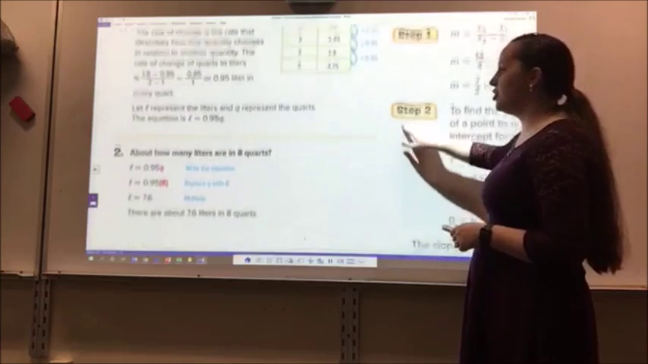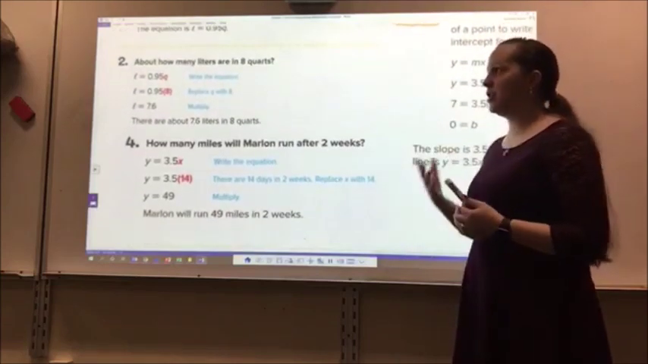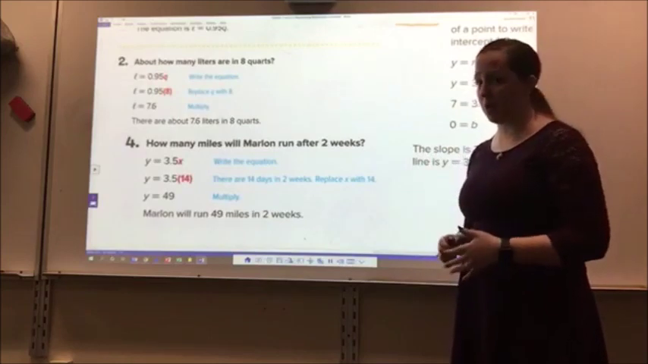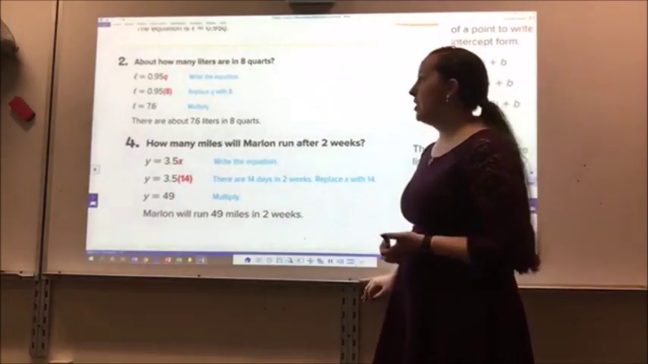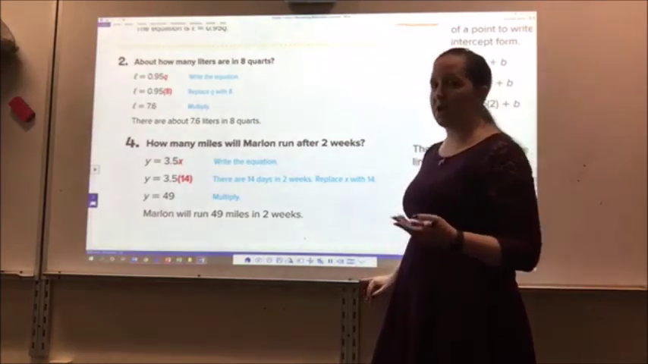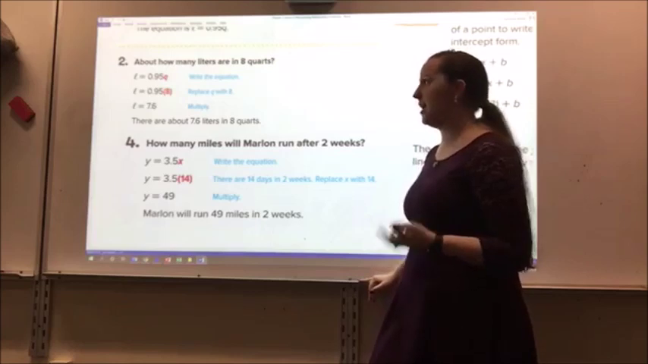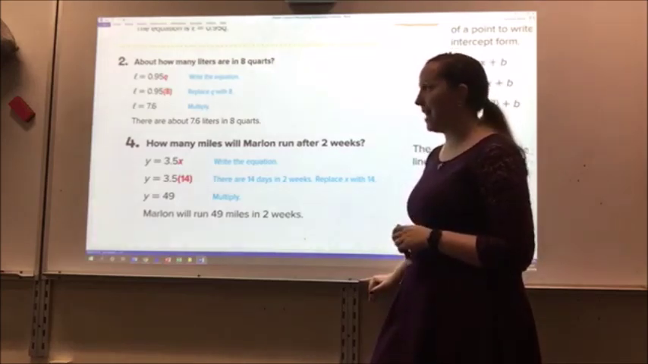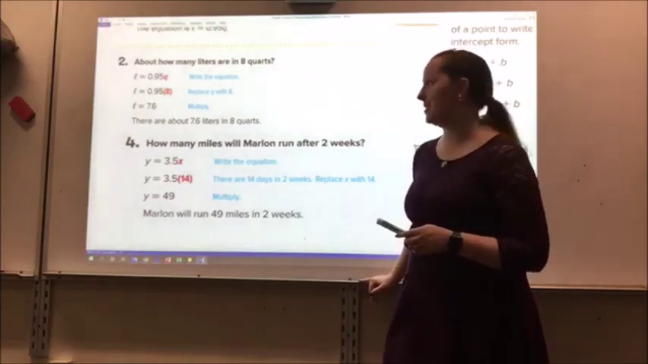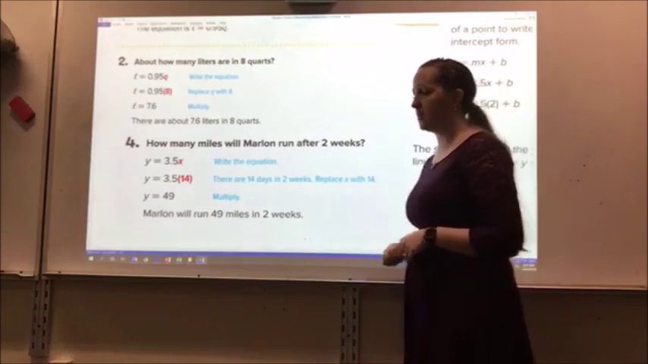All right, for number 2, how many liters are in 8 quarts? So I use the equation that I just wrote, and I'm going to substitute in 8 for Q. According to my equation, L equals 0.95 Q, and I'm asked for 8 quarts. I substitute in 8 for Q. 0.95 times 8 equals 7.6. So there are about 7.6 liters in 8 quarts.